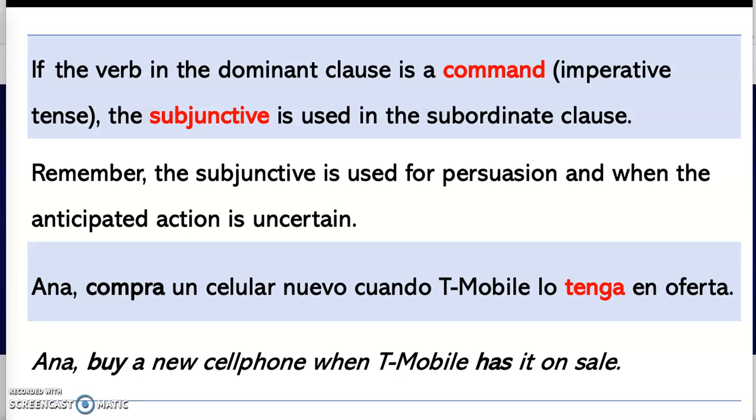Past, past, it's going to be in the indicative. Present, referring to habitual actions: indicative, indicative. Present, referring to future actions, we're going to have indicative, subjunctive. Future in the dominant clause, subjunctive in the dependent clause. Command in the dominant clause, you're going to have subjunctive in the dependent.